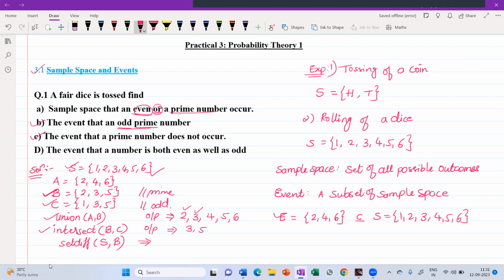So what is the output going to be? 1 is not a prime number, so yes, that will come. 2 will not come because 2 is a prime number. 3 will not come because it is a prime number. Can I write 4? Yes, 4 is the output because 4 is not a prime number. 5 will not come because it is a prime number, and 6 will.